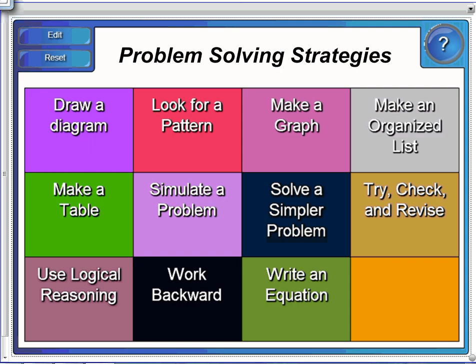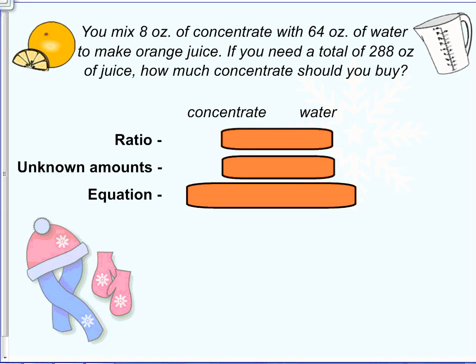All right, so our first example we're going to do is: you mix 8 ounces of concentrate with 64 ounces of water to make orange juice. If you need a total of 288 ounces of juice, how much concentrate should you buy? Well, first we want to write out a ratio, okay? In this particular ratio, it's going to be from concentrate to water, because those are the two things we need to put together to make the orange juice.